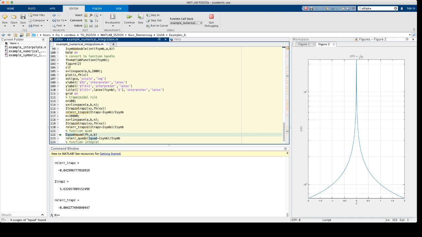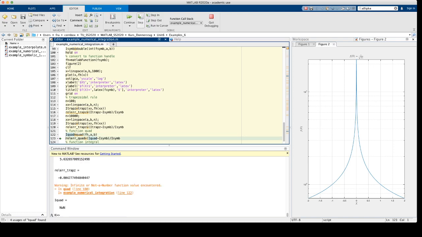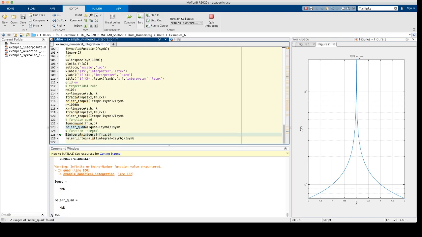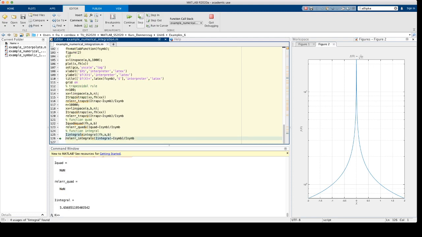So let's try quad, which doesn't work at all. It tries to evaluate the function at 0 and then returns none. So this is obviously not working. So let's try integral. And integral works with a relative error of about 5 times 10 to the minus 7.